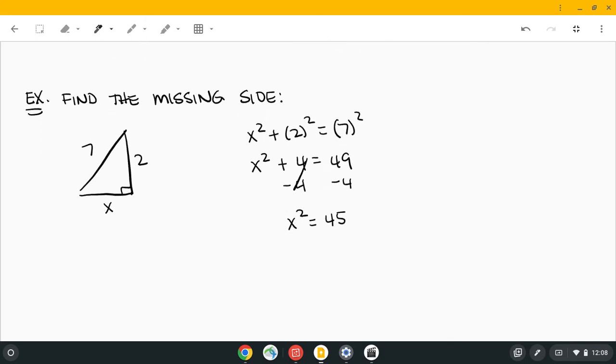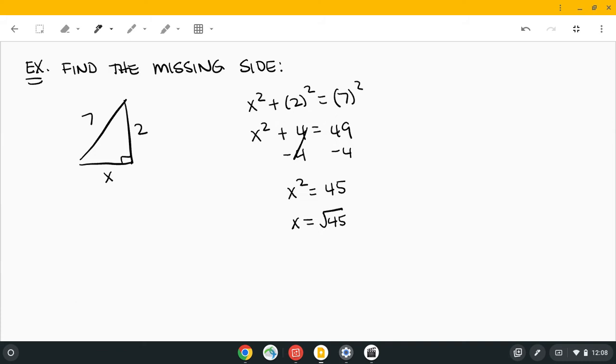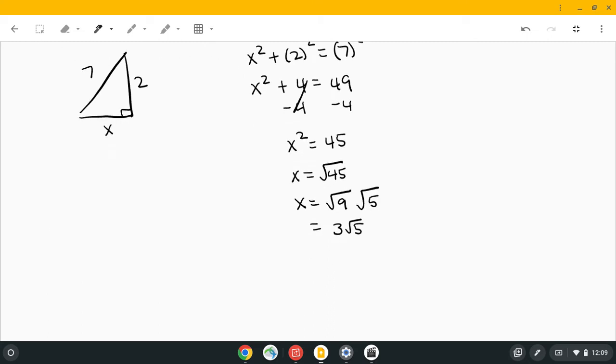And then we have to take the square root of both sides to get rid of the square. Then we can simplify the square root of 45 because I can break down 45 using the perfect square 9 times 5. The square root of 9 is 3. So the square root of 45 simplifies to 3 square root of 5. Okay.